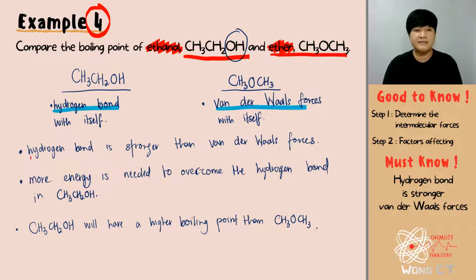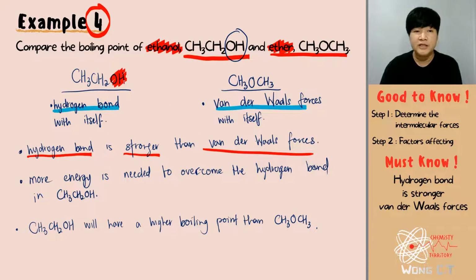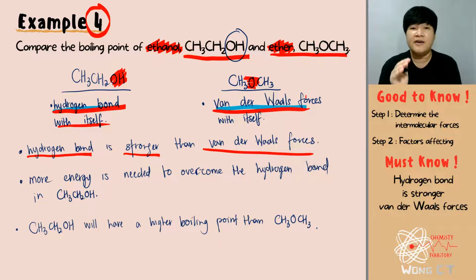And as simple as that, by only knowing your hydrogen bond is stronger than van der Waals forces. What is more important is knowing that your OH can definitely form hydrogen bonds with itself, while your CH3OCH3 can only have weak van der Waals forces with itself. And therefore, it's very important to determine the intermolecular forces between both of them. Okay?